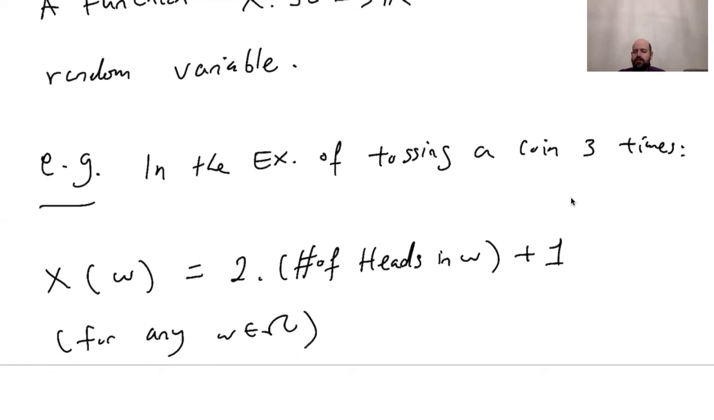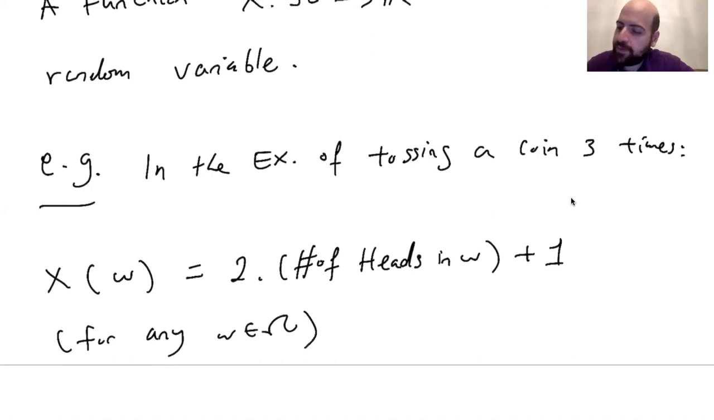Okay, so if I toss the coin 3 times, each possible outcome has some number of heads. So for example, head, head, tail has 2 heads, right? So the number that I'm going to assign to that outcome is, first I count the number of heads, then I multiply with 2, then I add 1. This is going to define a random variable for me, because the domain of this function is all possible outcomes and the range is some subset of real numbers. But in this case, even a subset of natural numbers. So still, of course, it's fine.